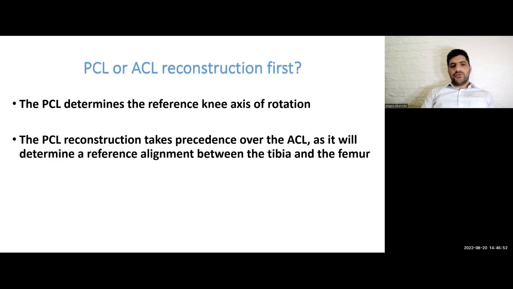Okay, what will you do first, BCL or ACL reconstruction? The answer is BCL reconstruction first, because BCL determines the reference knee axis of rotation. So BCL takes priority over ACL, because it determines the reference alignment between tibia and femur.